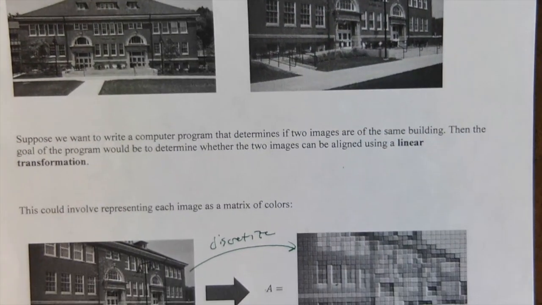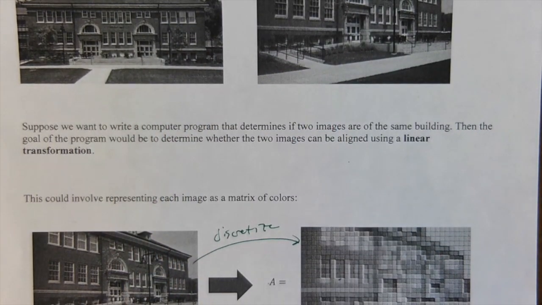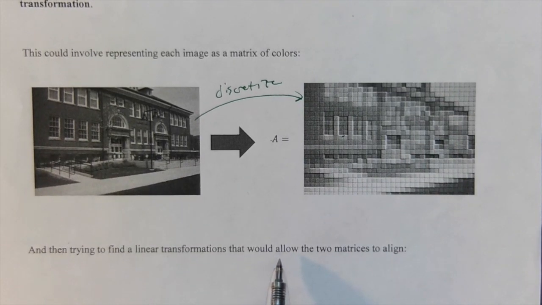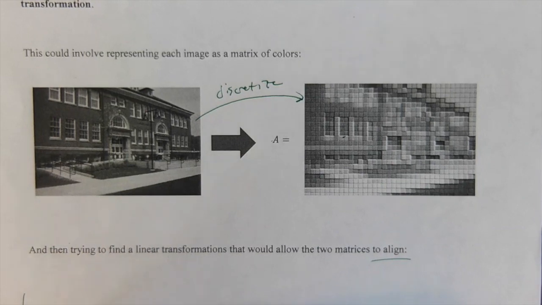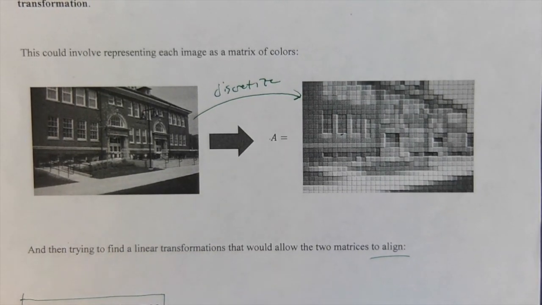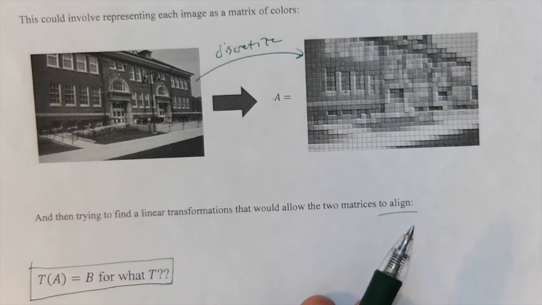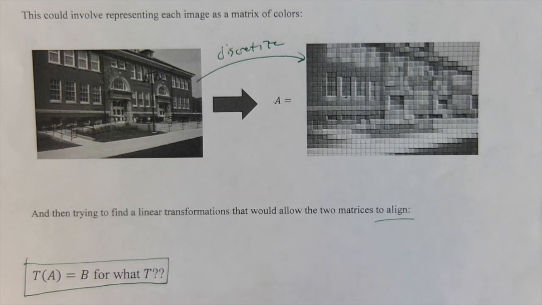We would want to know, can we manipulate this image and make it look like this image, or vice versa? We could try to find a linear transformation that would allow the two matrices to align. In other words, can I find some transformation that takes this matrix and transforms it into this one? That's what this is saying. This is just a hypothetical problem setup. It's not actually a solution to the problem, of course. It's framing the problem in a linear transformation type setting.